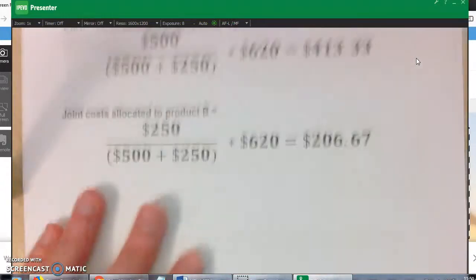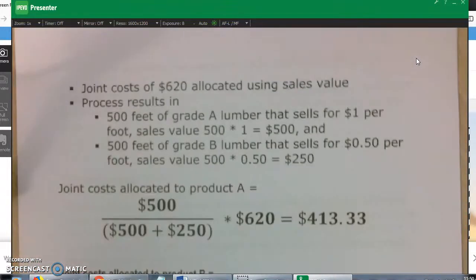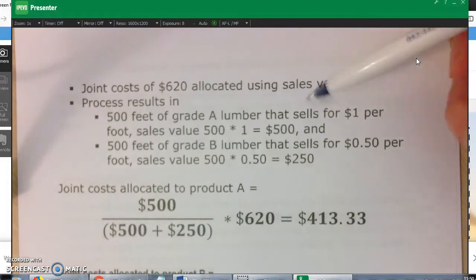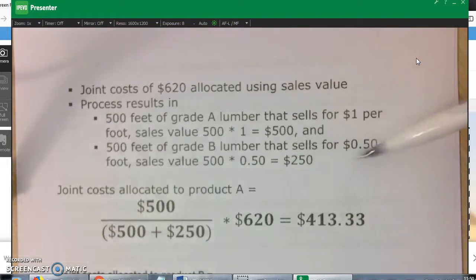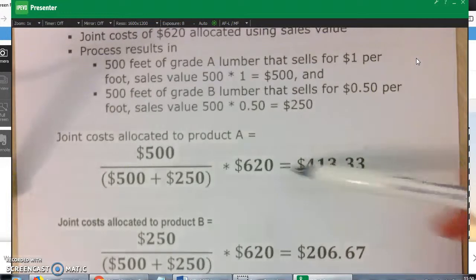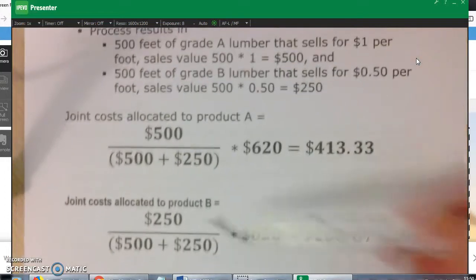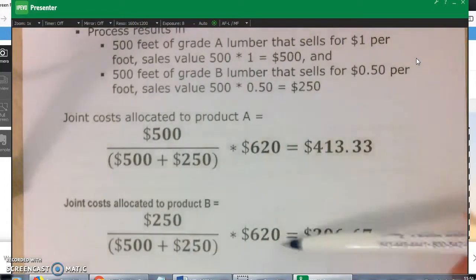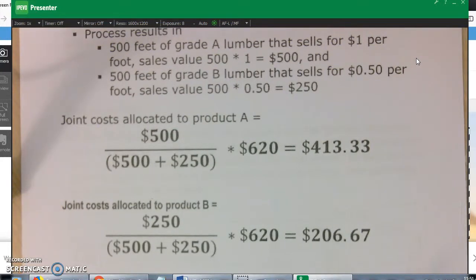All right. If I do it in terms of the sales value, I get a slightly different answer. I can take my 500 feet that sells for $1 a foot, which gives me $500. Or I can take my 500 feet of grade B, which sells for 50 cents a foot, which gives me $250. So I take my 500 divided by my 750 times 620. That's 413 of the 620 going to product A, and then I take my $250 divided by the 750 times the 620. 206 goes to product B. That would be based upon the relative sales value method.